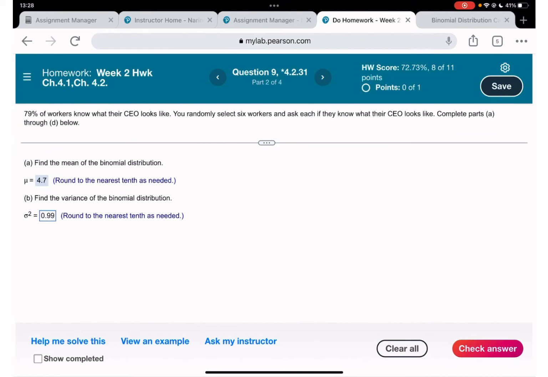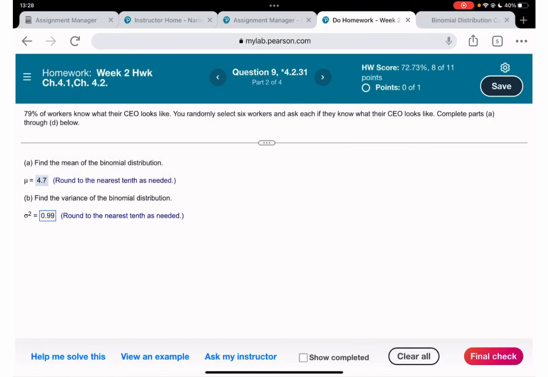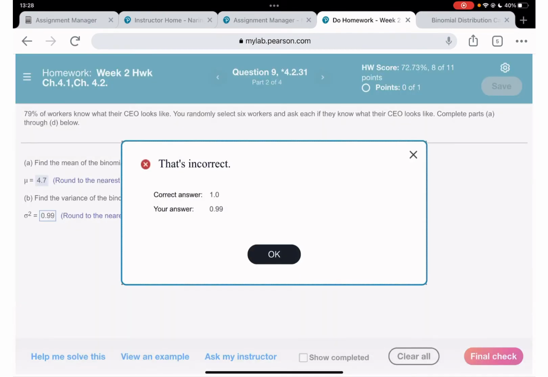Okay, I'm using a different calculator now. Let me check it because there is no magic. 4.7 times 0.21. 0.987. If I round it, 0.99. Okay, well, let's check it. Let's see what they suggest. We got it. One more time, final. Let me see what they answer. Oh my God.